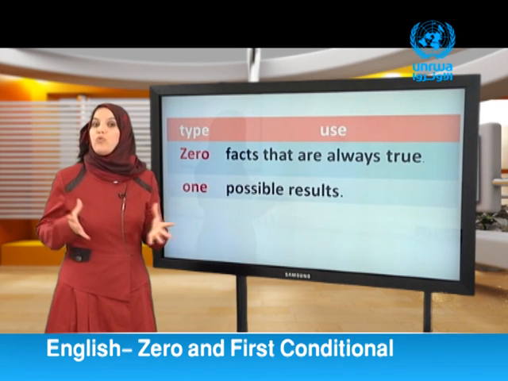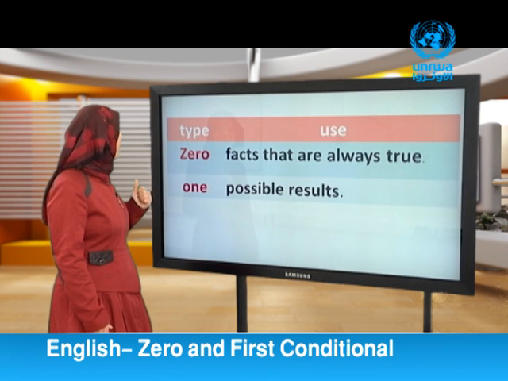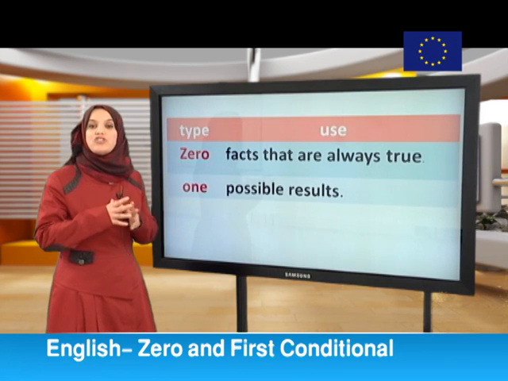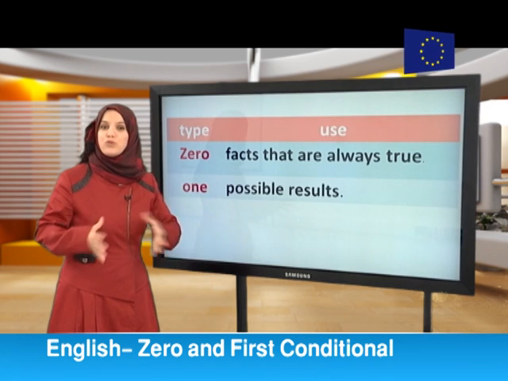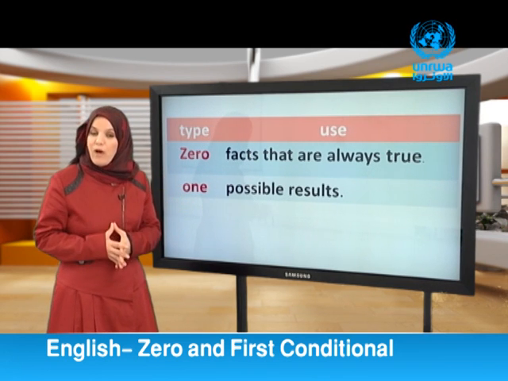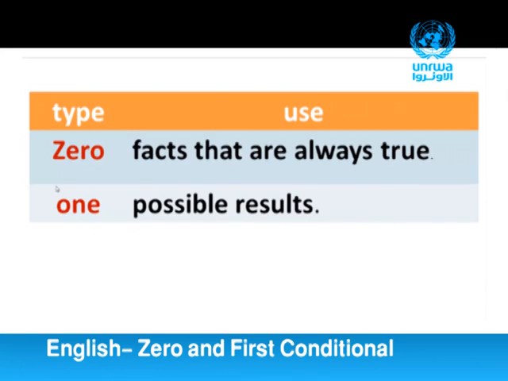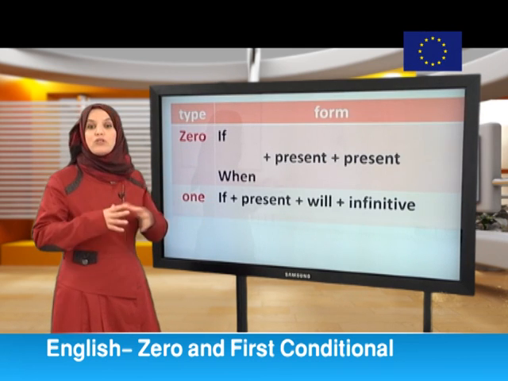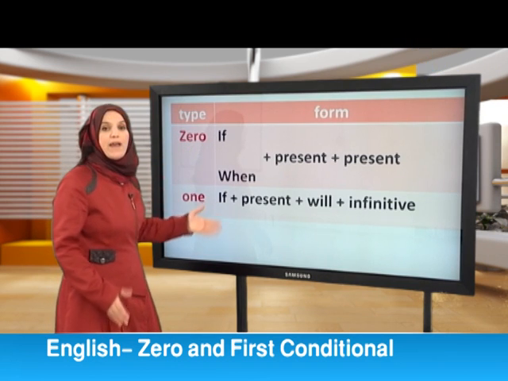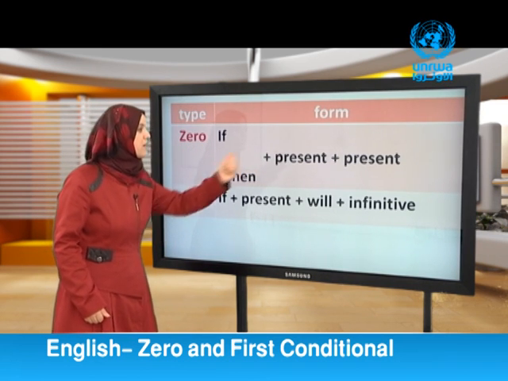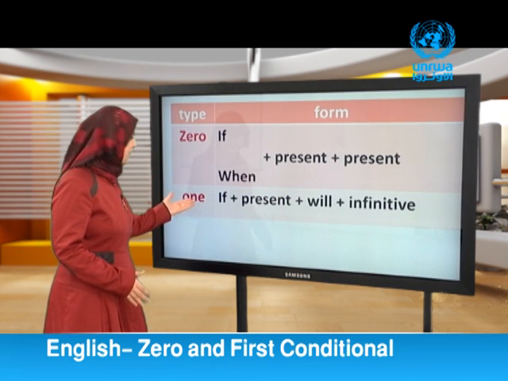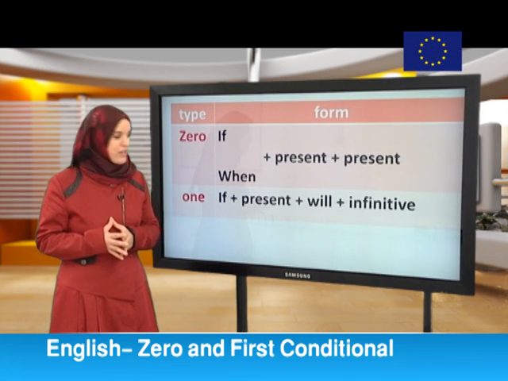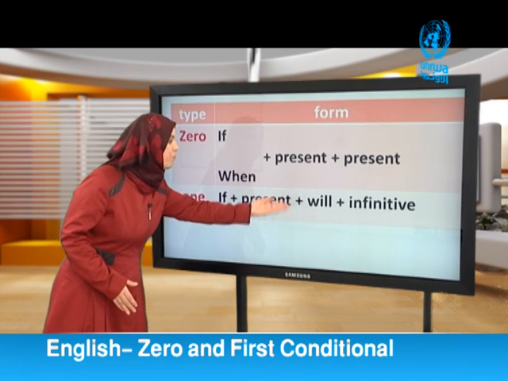Now, let's revise the two types we have learned. We have learned about the zero conditional sentences and first conditional sentences. We use zero conditional sentences for facts that are always true. And we use type 1 conditional sentences for possible results or expected results. Now, what about the form? In zero conditional sentences, we can use either if or when. Present simple in the condition, present simple in the result. In type 1 conditional sentences, we use only if, present simple tense in the condition, future simple in the result, or will plus infinitive.